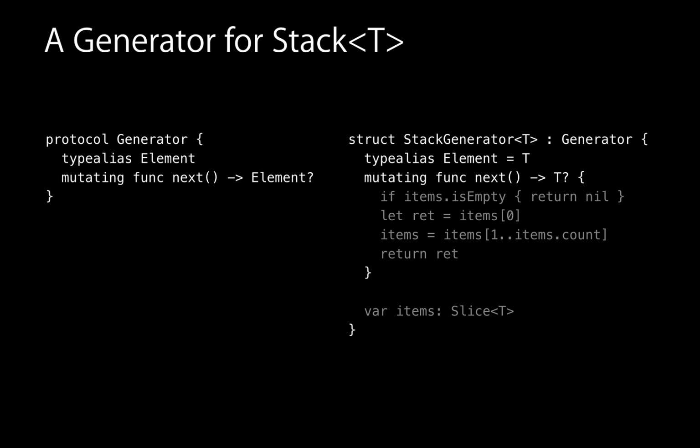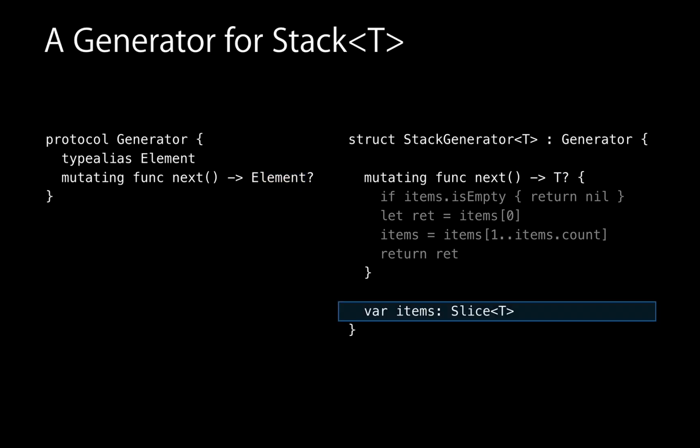Now, we've written a little bit more here than we actually had to. See, when the compiler matches up that next requirement with this next function, it can see that the element type has to be T. So that associated type is deduced, and we can just leave it out. That gets really convenient.